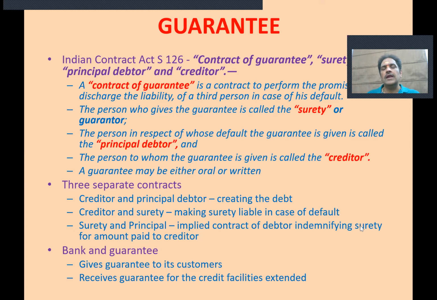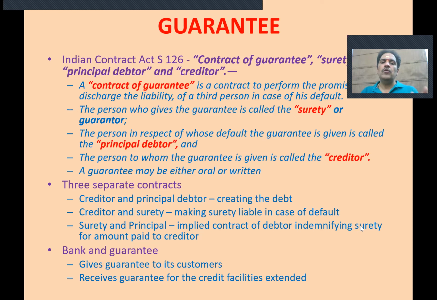So it is a contract under section 126. What is the contract of guarantee? It is a contract to perform the promise and discharge the liability of a third person in case of default. The person who gives the guarantee is called surety or guarantor. The person in respect of whose default the guarantee is given is called the principal debtor. In some of these, I have abbreviated it as PD. Then the person to whom the guarantee is given is called the creditor.